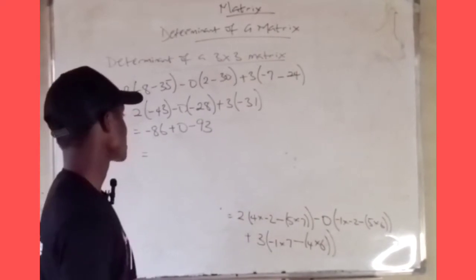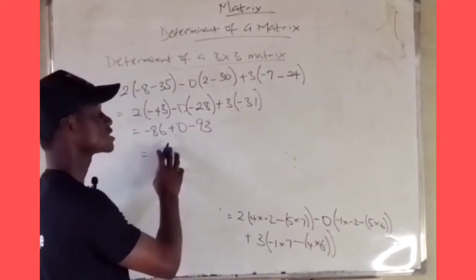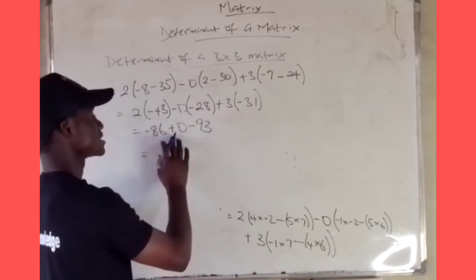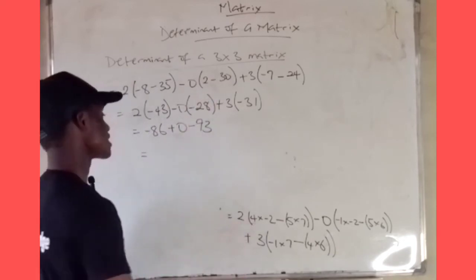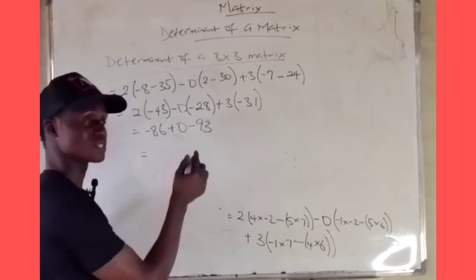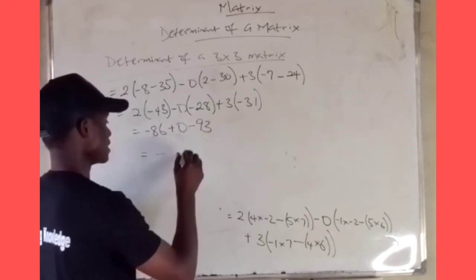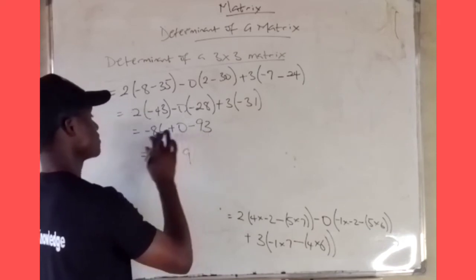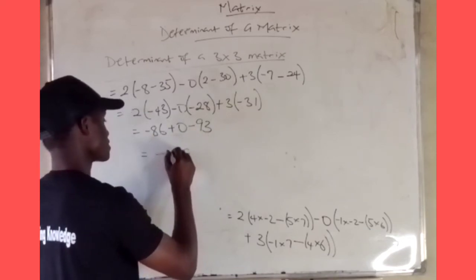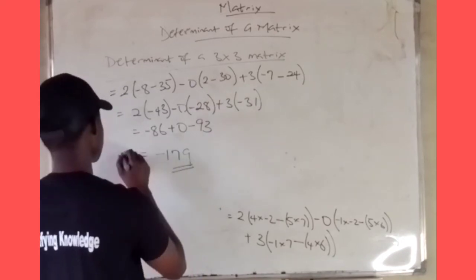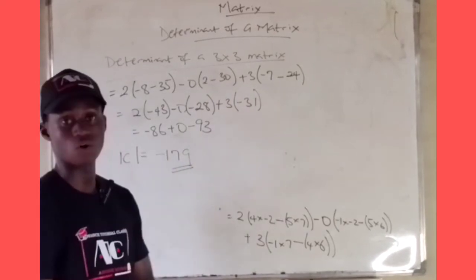One last step to our final answer. Minus 86 plus 0 minus 93. Now this 0 is nothing, so we have minus 86 minus 93. To get this answer, just add them up together, but at the end you put a negative sign to it. So I have a minus sign here already. So 3 plus 6, that's 9. Then 9 plus 8, that is 17. So my answer is minus 179. So that is the determinant of C.